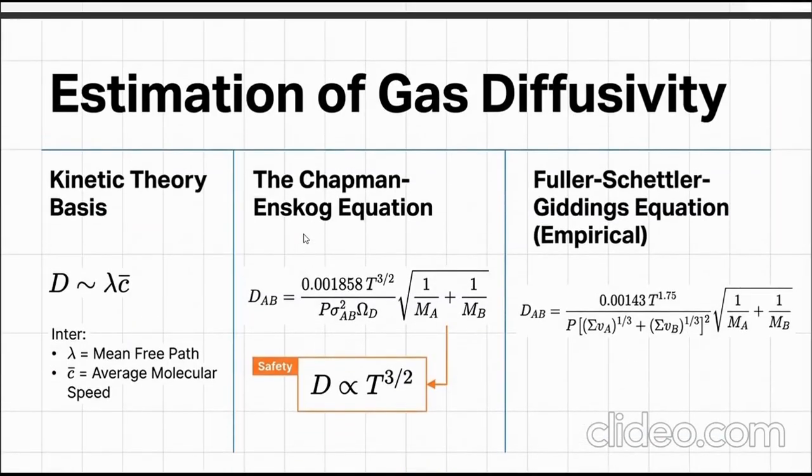Gas phase diffusivity estimation. To estimate the diffusivity in gases, we rely on the kinetic theory of gases. The Chapman-Enskog equation is the theoretical standard, while the Fuller-Schettler-Giddings method is a widely used empirical alternative. These methods show that gas diffusivity is highly sensitive to temperature, increasing at a rate of T raised to 1.5 to T raised to 1.75 and is inversely proportional to the total system pressure.